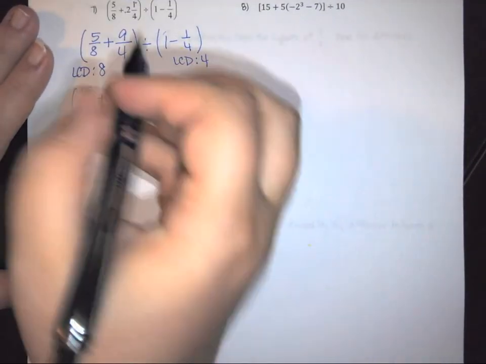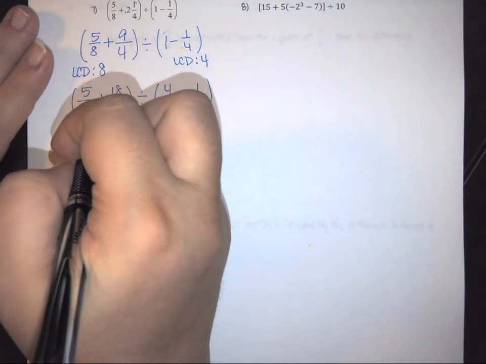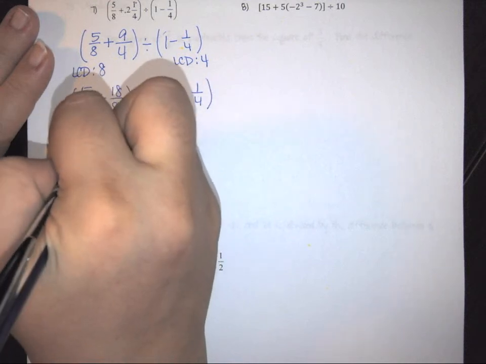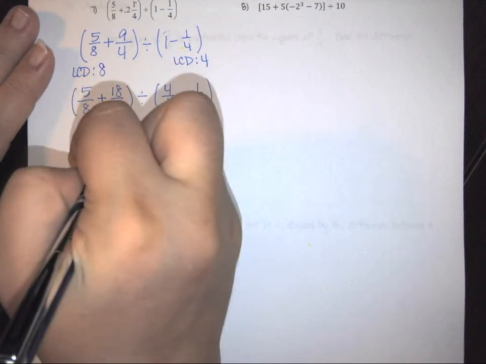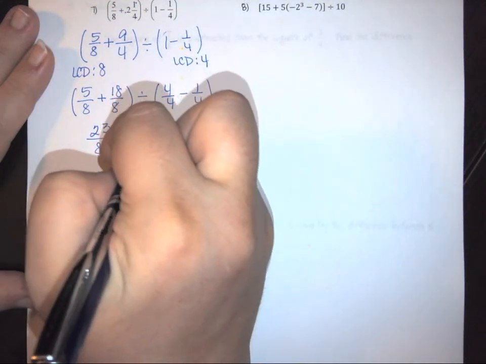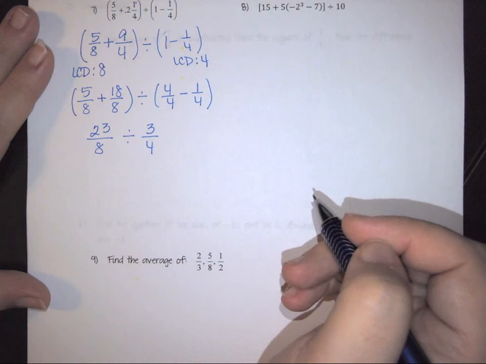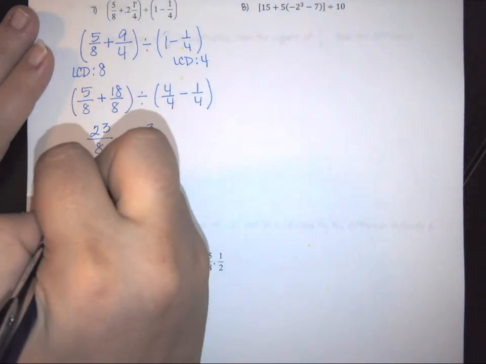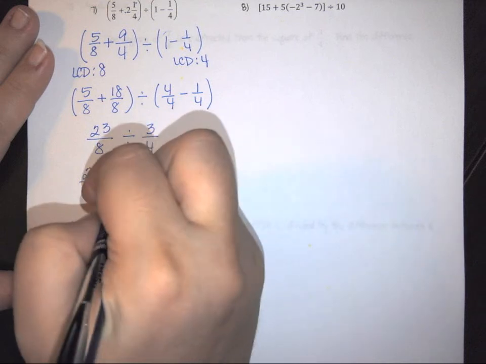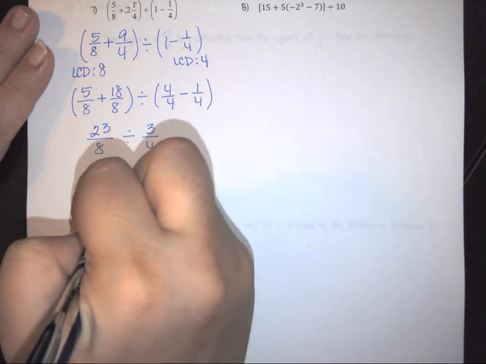Continuing to do the math in the parentheses, I have 5 plus 18, which is going to give me a 23 over 8, and I'm going to divide that. 4 minus 1 is a 3 over 4. I'm going to keep the first, 23 over 8, change to multiplication and flip the reciprocal, 4 over 3.